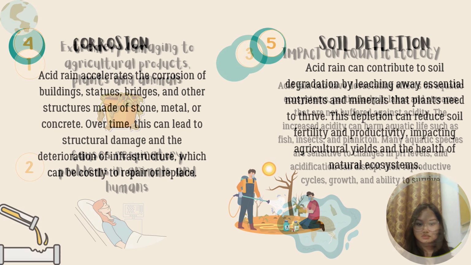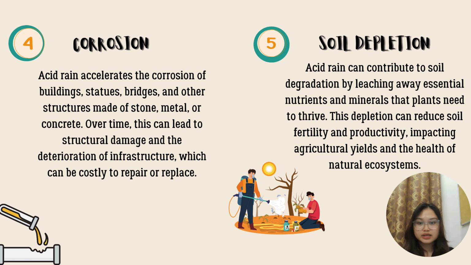Next is corrosion. Acid rain accelerates the corrosion of buildings, statues, bridges, and other structures made of stone, metal, or concrete. Over time, this can lead to structural damage and the deterioration of infrastructure, which can be costly to repair or replace. And the last one is soil depletion. Acid rain can contribute to soil degradation by leaching away essential nutrients and minerals that plants need to thrive. This depletion can reduce soil fertility and productivity, impacting agricultural yields and the health of natural ecosystems.